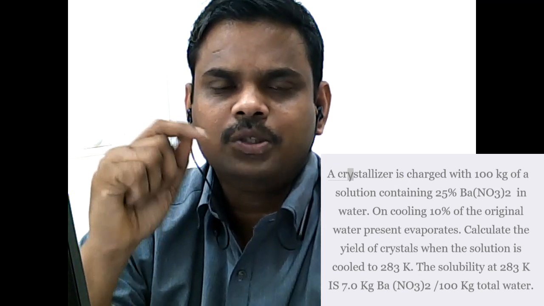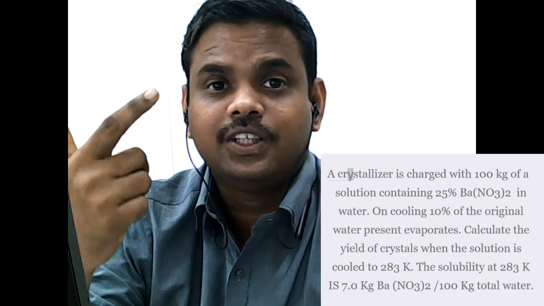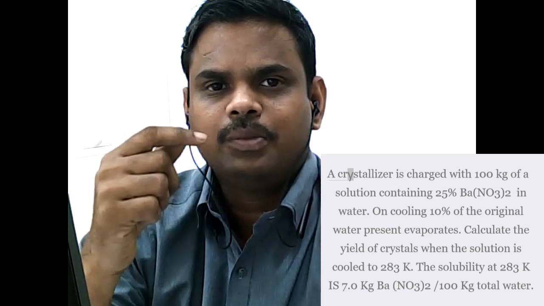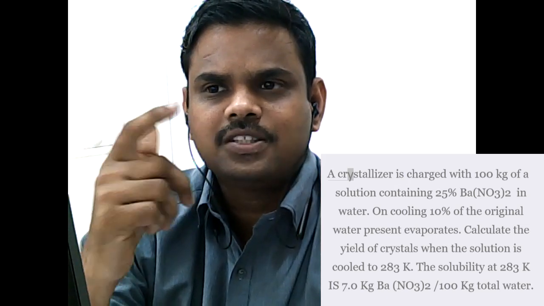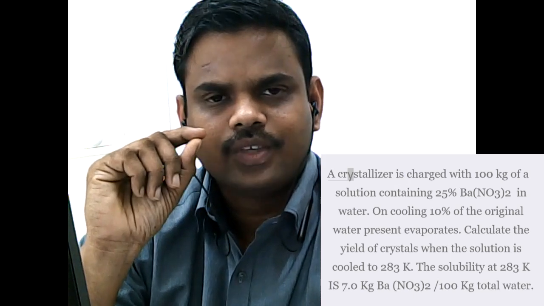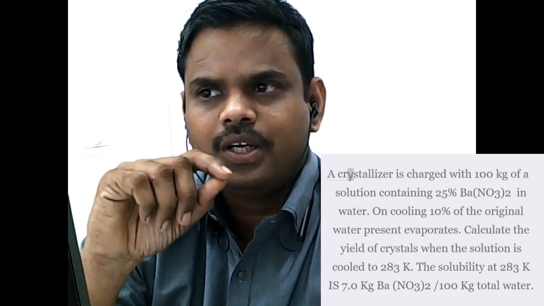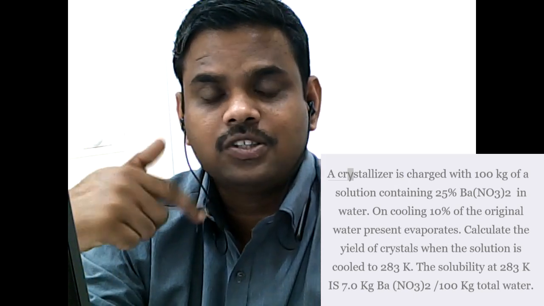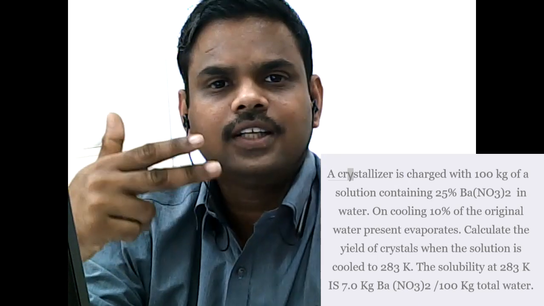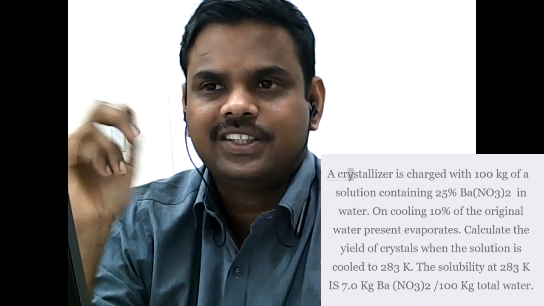That means how much percentage is the water? 75% is water. So if A is barium nitrate and S is solvent, here A is 25%, S is 75%. Remember, no chemical reaction is involved. All the data given are in mass percentage.